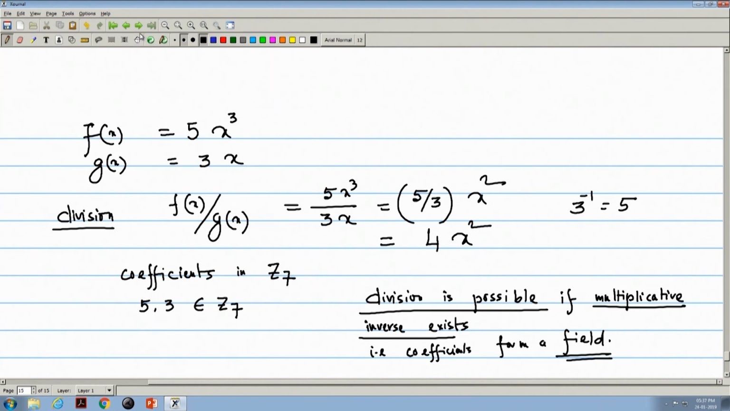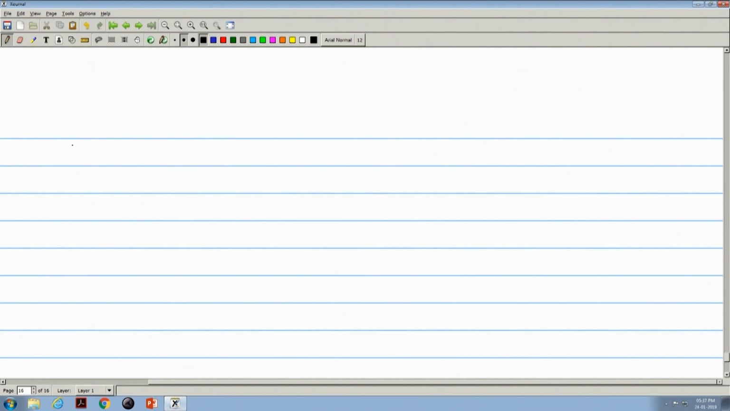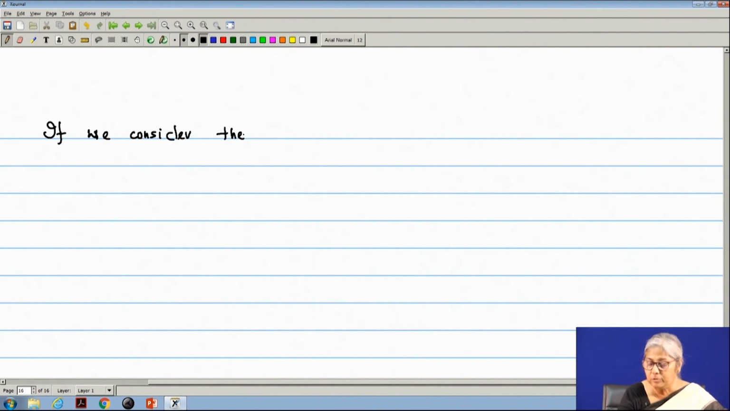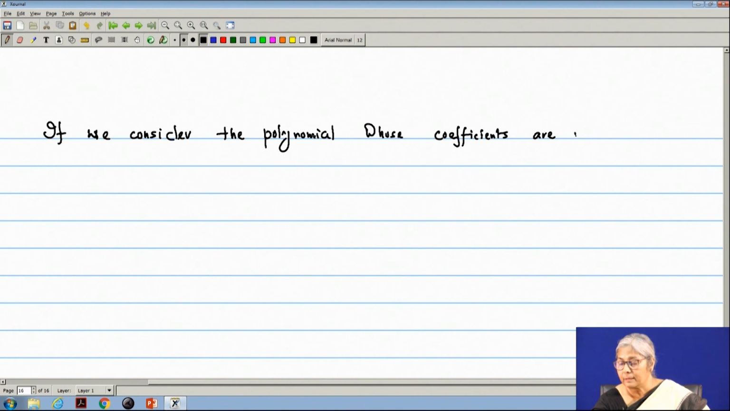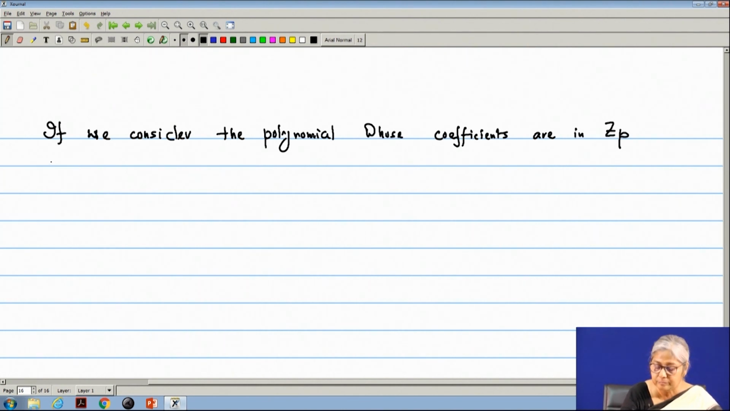Now we will see that if we consider polynomials, because we are discussing polynomial arithmetic, polynomials whose coefficients are in Zp, then it is called a prime polynomial.